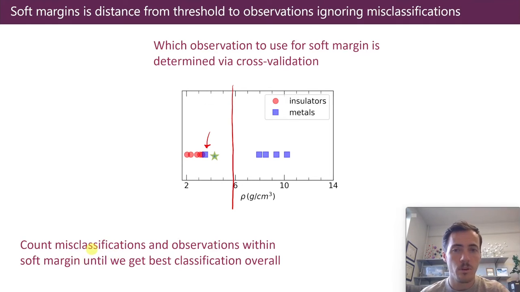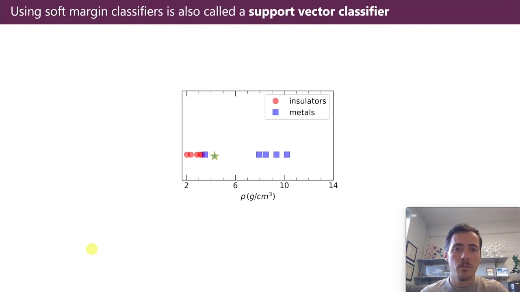Okay, now this comes to the word support vector classifier, because the observations that are within this margin and the distance to the edges of your observations, that's called your support vector. So a support vector classifier is the name of this thing. So now you've got something that seems like it works pretty well.